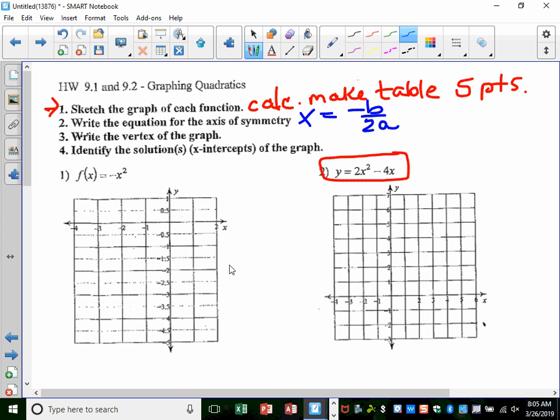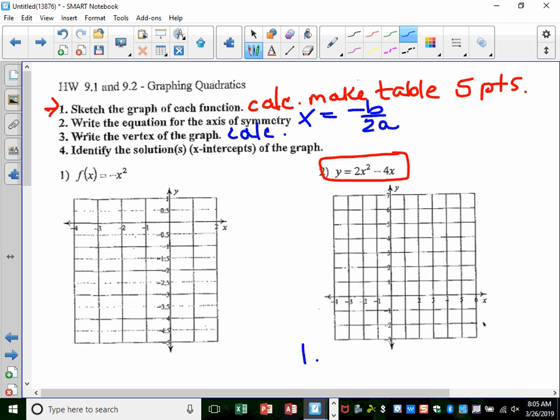Then we're going to write the vertex. And again, you can get that right from your calculator. I'll show you how to do that. And then we'll look at either our table or our graph and figure out where the line is crossing the x-axis. So step 1, let's go ahead and do number 1.